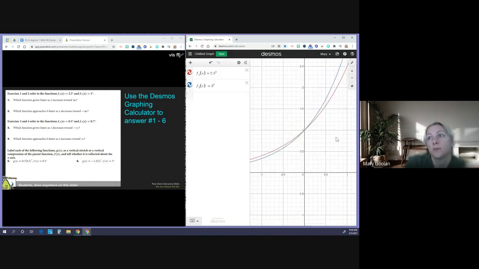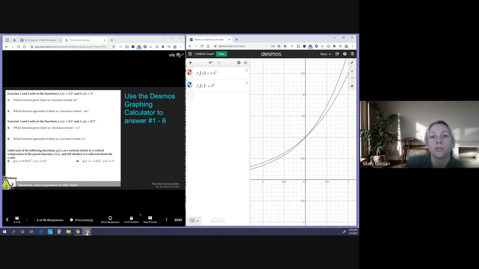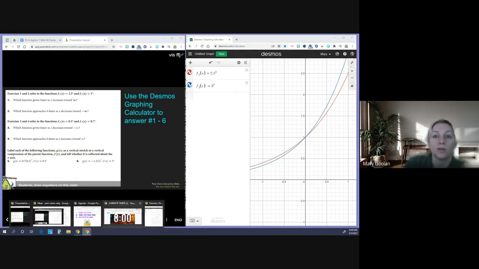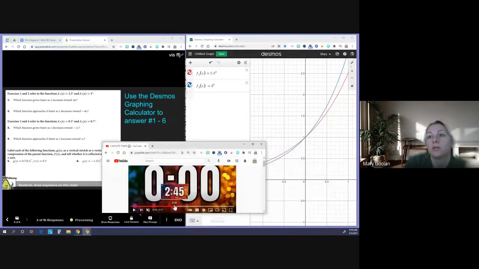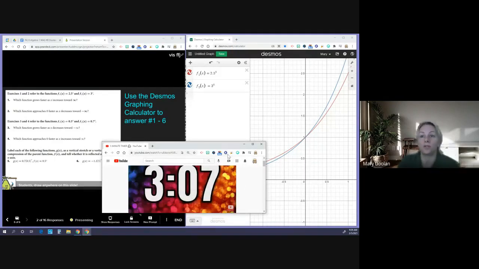Okay, so I'm going to give you a few minutes right now. I just need you guys to type in these two functions on the Desmos graphing calculator, and then we'll answer these questions 1 and 2 together. All right, but let me give you some time just to get them typed in. All right, maybe 3 minutes. So type in your functions. You have 3 minutes to get that done.